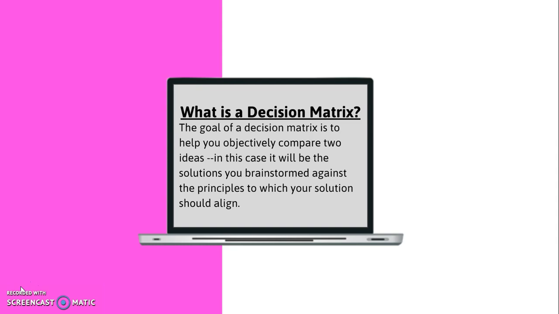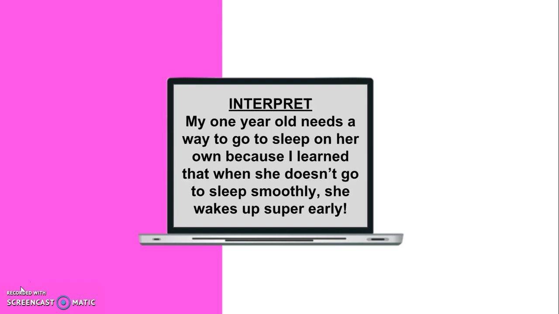And you may have come across a decision matrix in an engineering class. The goal of one is to help you objectively compare two ideas. So in our case, it's going to be the solutions you brainstormed against the principles to which your solution should align. In the interpret step, remember, you brainstormed those principles, and they were the adjectives and the nouns that should describe what the solution should be like for your user. So here's an example that we're going to go through in this video.